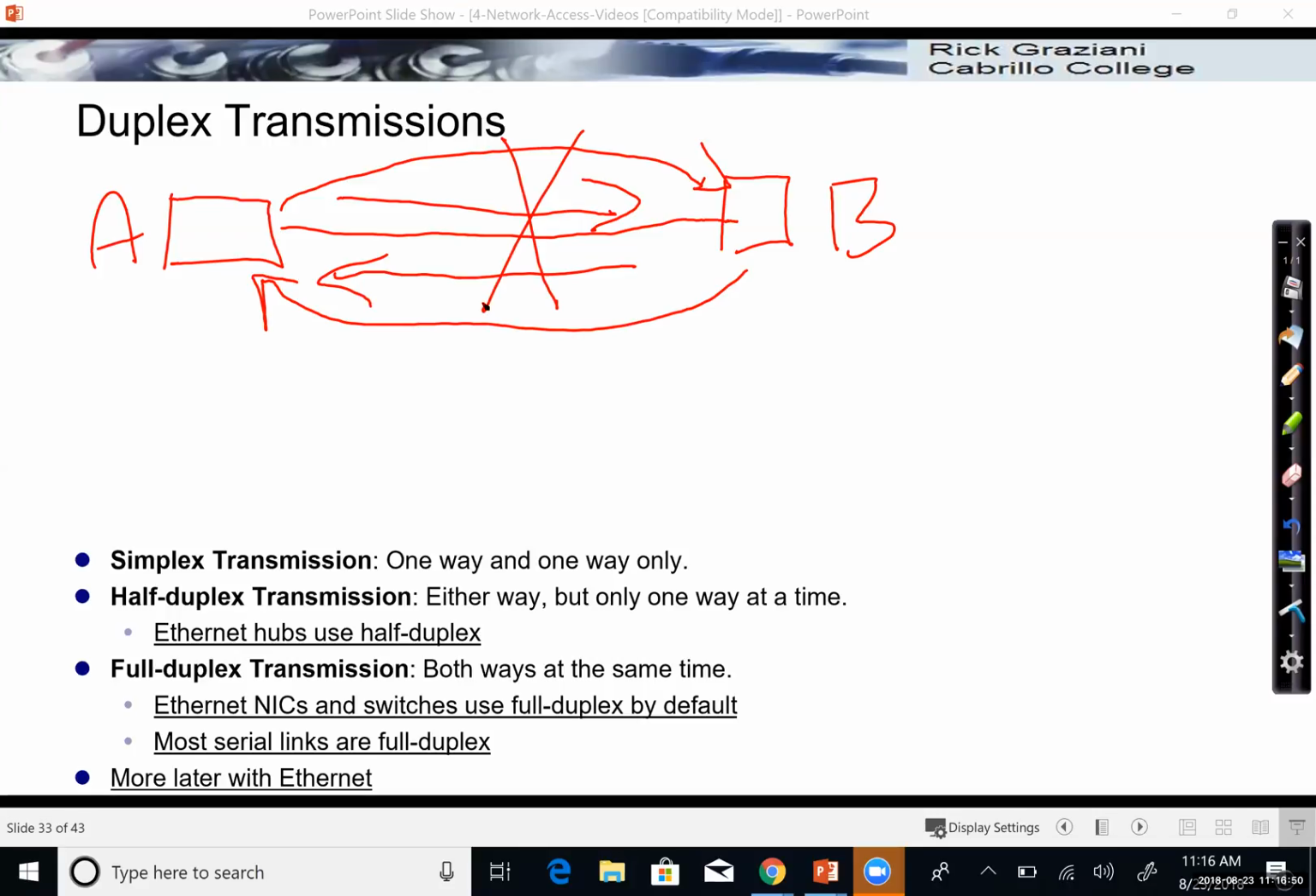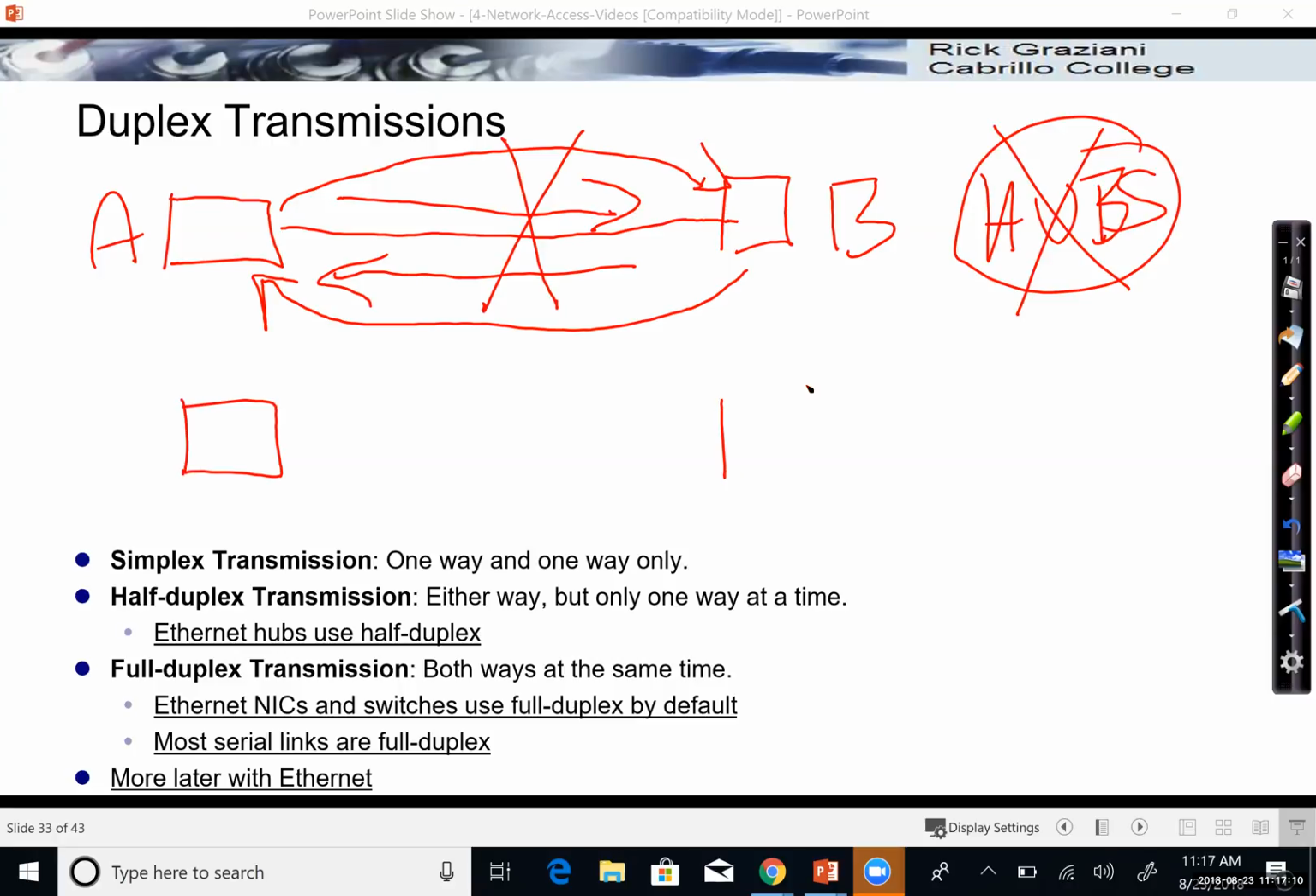Okay. And by the way, half duplex, you still see it around a little bit in Ethernet, but Ethernet half duplex is only seen in Ethernet when we are dealing with something called Ethernet hubs, which you should get rid of. Okay. So let me do a different drawing here.